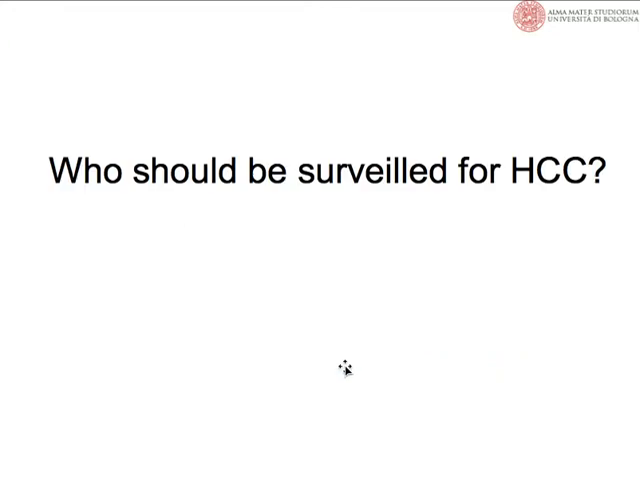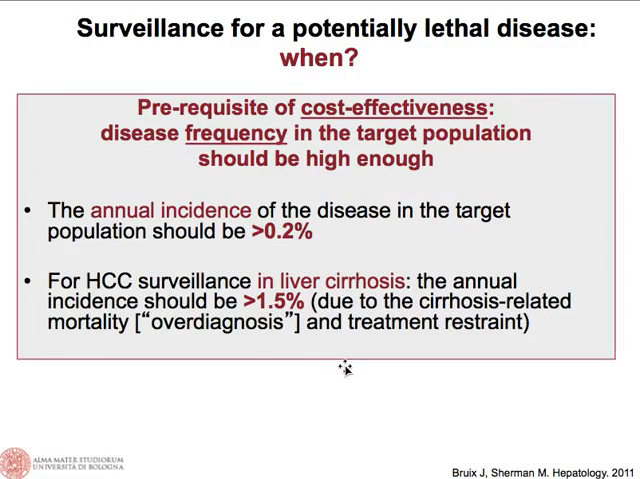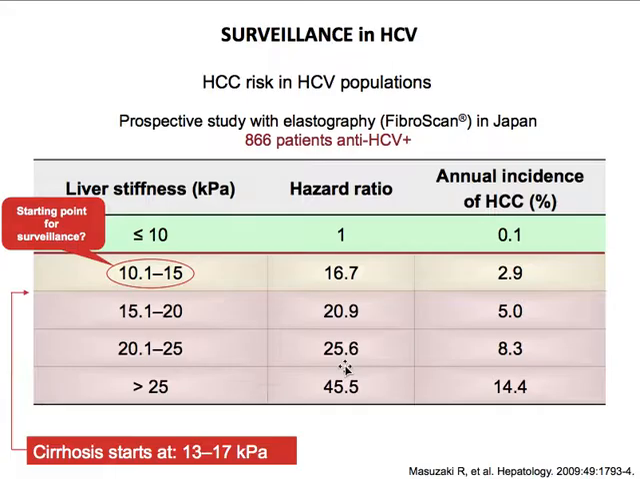Which are the patients to be surveilled? Which are the patients at risk? The patients who have a risk of at least 0.2% yearly of hepatocellular carcinoma if non-cirrhotic, because they more easily can receive surgical resection, which is a curative technique, or in case of liver cirrhosis, which most hardly can receive most of the curative techniques, the yearly incidence should be at least 1.5%.